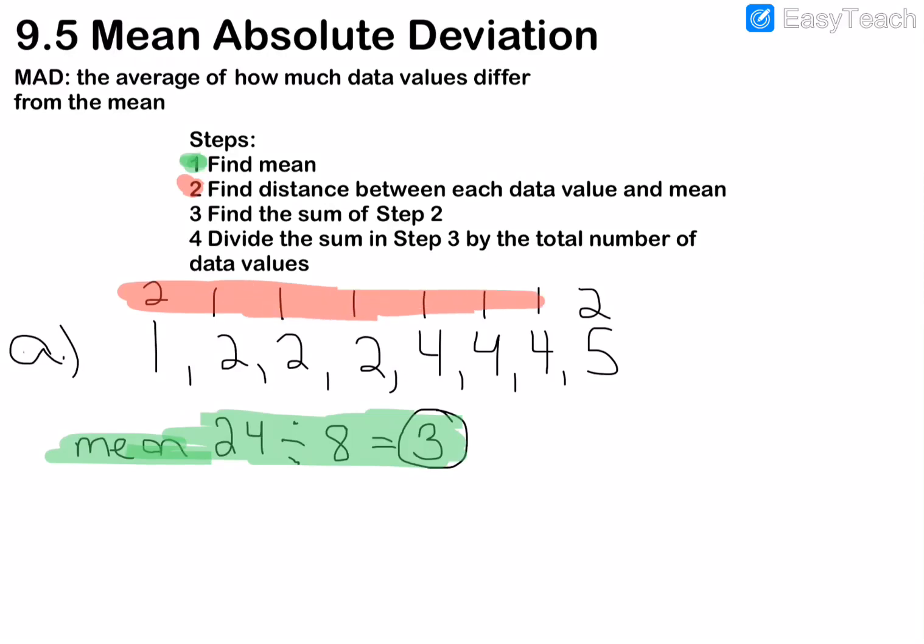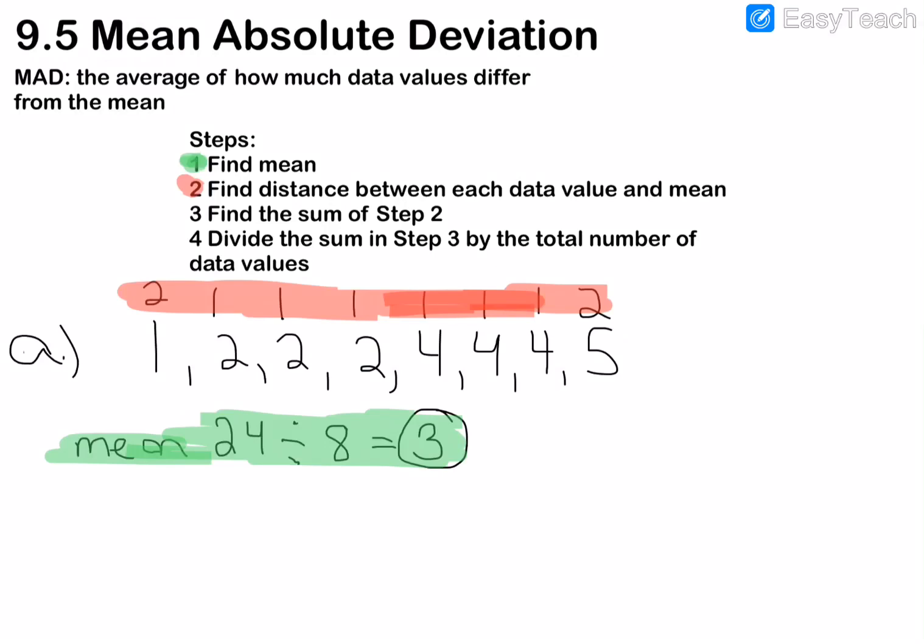I took 3 minus 1 and got 2. 3 minus 2 and got 1. The difference between 4 and 3 is 1, and so forth. Okay, so now step 3 states that I need to find the sum of step 2.